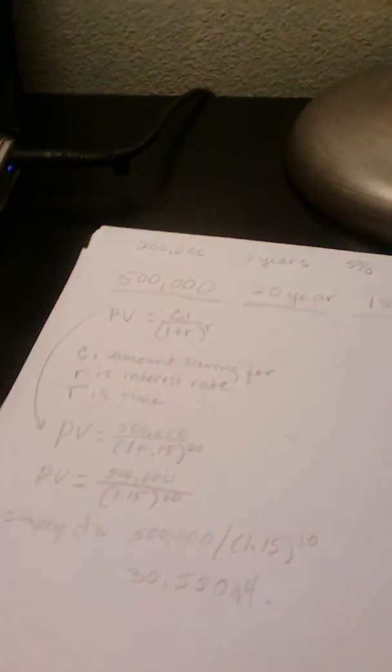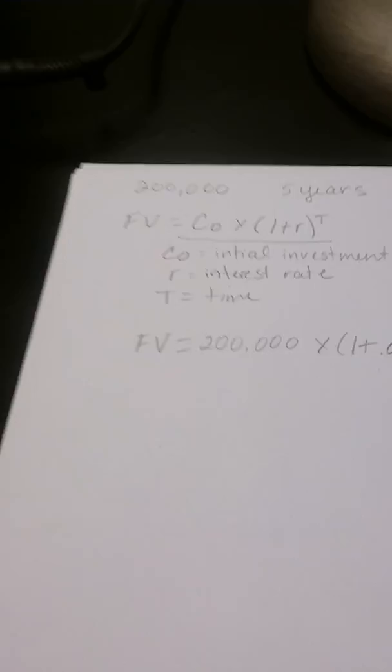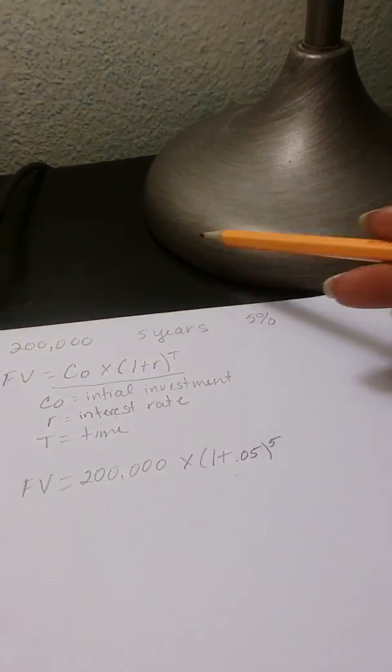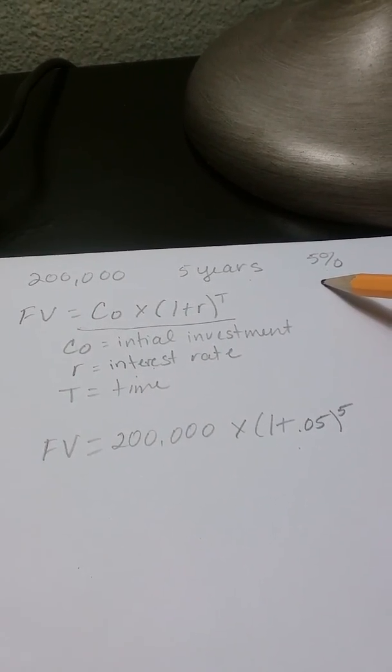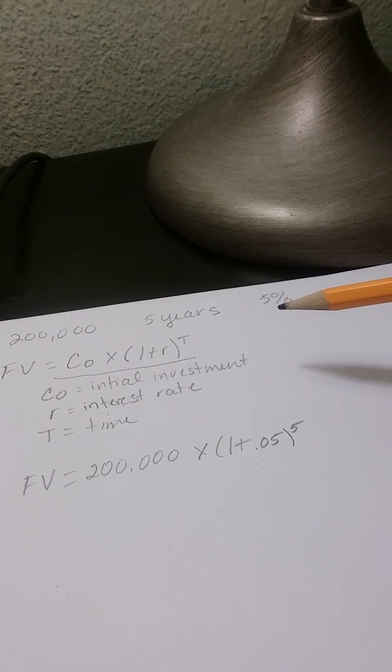That's fairly straightforward. We're going to do another problem, and we're going to be looking at future value. So the question here is, if you have $200,000 to invest over 5 years and you get a 5% interest rate, how much would you have?